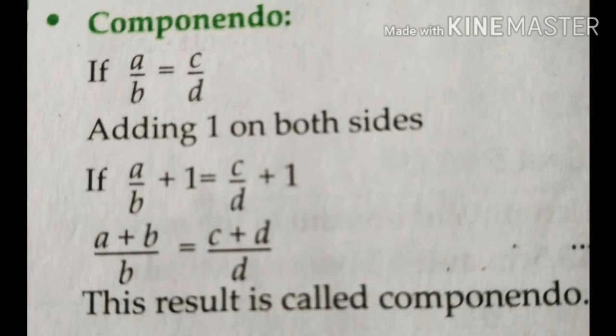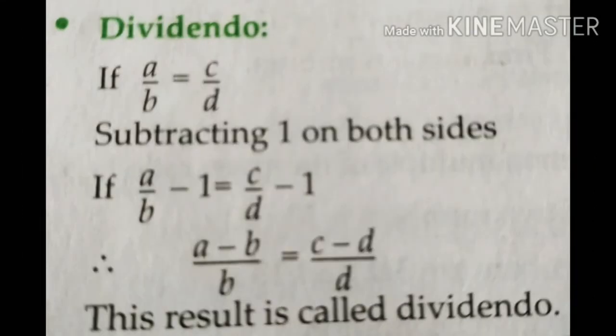Next is componendo. If we add 1 to both the equal ratios, then a plus b upon b is equal to c plus d upon d. This is called the componendo property. The next one is dividendo. If a is to b and c is to d are two equal ratios and 1 is subtracted from each side, then we get the ratio a minus b upon b is equal to c minus d upon d.